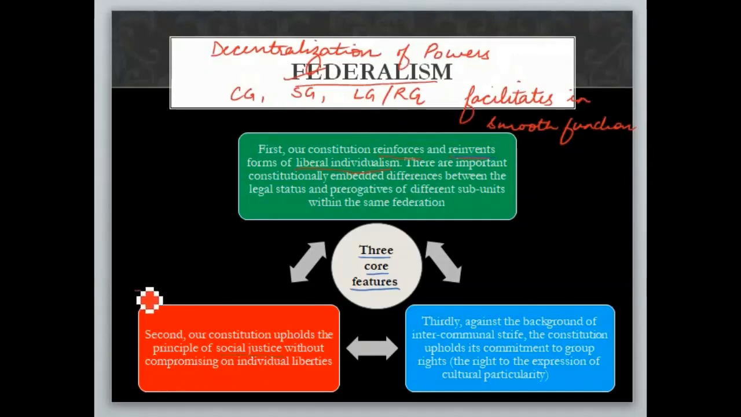So here basically we are talking about two things. Number one is the justice, and number two is equality. So here we provide both equality as well as justice to each and every citizen when we are basically introducing federalism as one of the core provisions of the constitution. And thirdly, it states that against the background of intercommunal strife, the constitution upholds its commitment to group rights. So what does it mean? That no matter there might be any intercommunal strife.